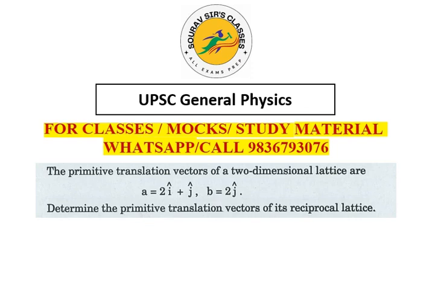Let us solve one problem from solid state physics. The problem states that the primitive translation vectors of a two-dimensional lattice are a = 2i + j, b = 2j. We need to determine the primitive translation vectors of its reciprocal lattice.